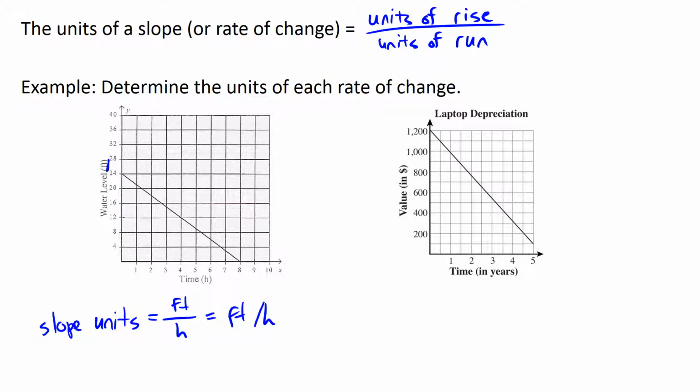Similarly, the slope units for the graph on the right are going to be the units of the rise, which is dollars, over the units of the run, which is years. So this is dollars per year.